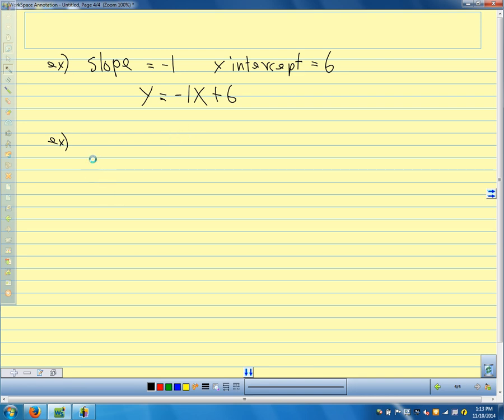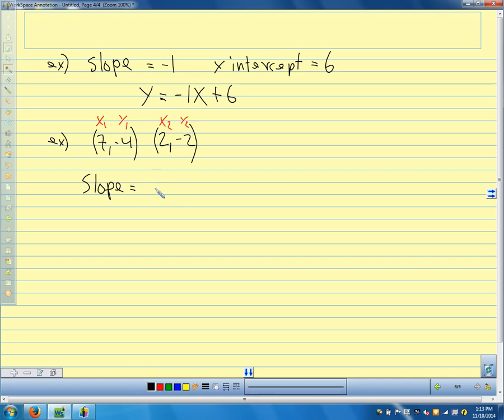Let's look at number 11, where our line goes through (7, -4) and (2, -2). And we want the equation of the line. We have a little more work to do here. We need to find our slope. So let's label our points x1, y1, x2, y2, and find our slope.